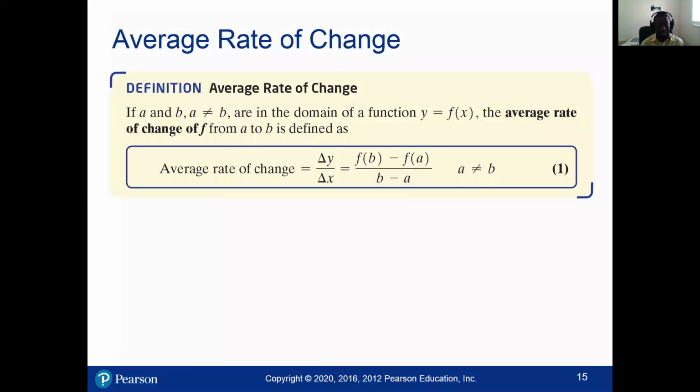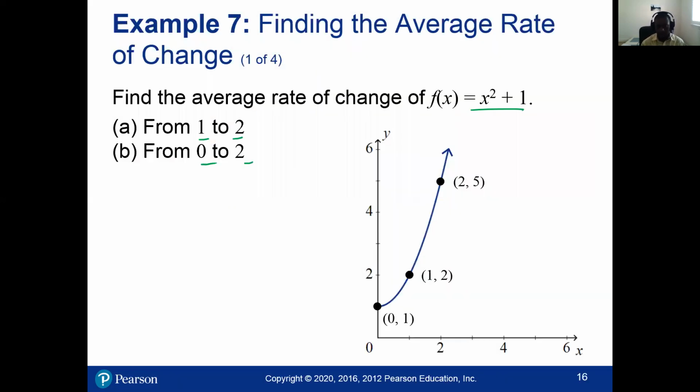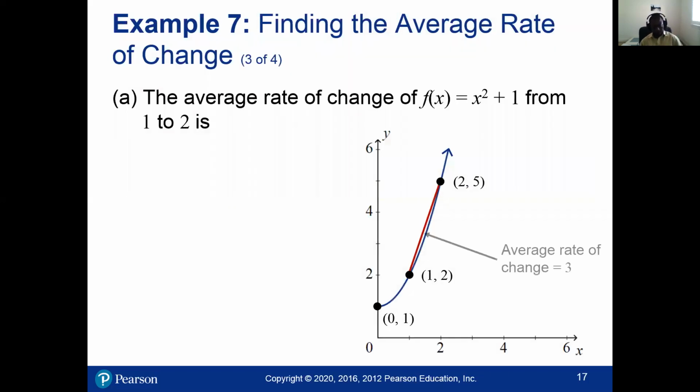Okay, let me write this here. This is basically the slope of the line joining the points at x equal to A and x equal to B. Now, if you go to this example, part A, from 1 to 2: when x is 1, which is this point here, and x is equal to 2 is that point, with the coordinates (1, 2) and (2, 5) respectively. What's the average rate of change?